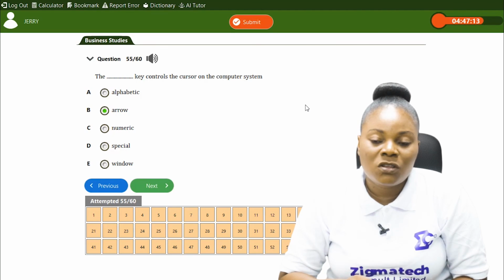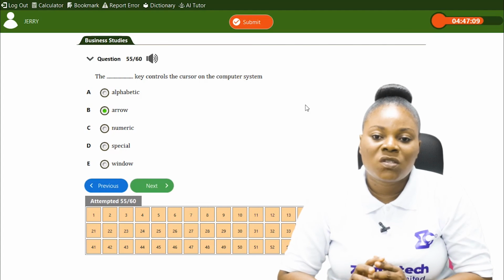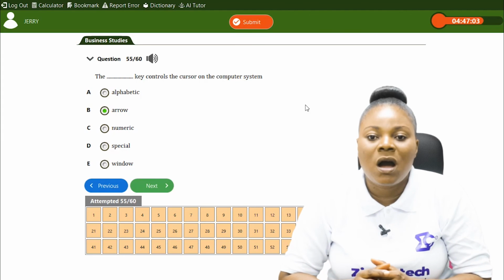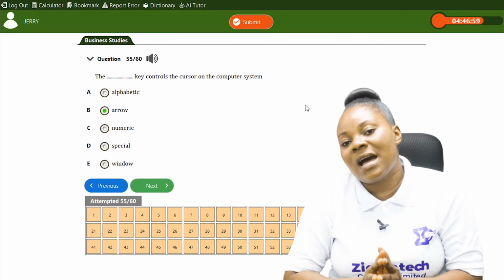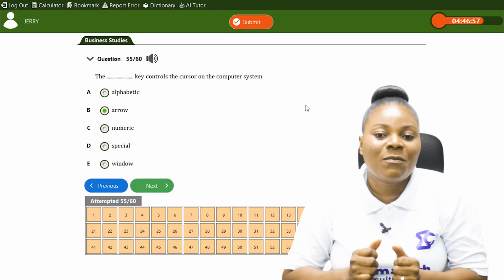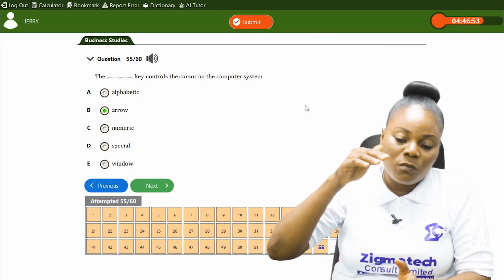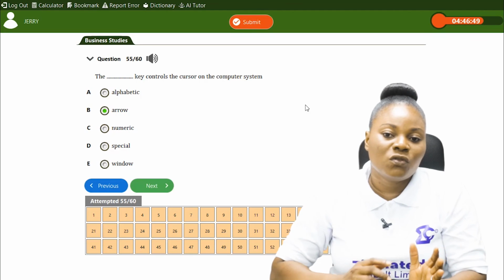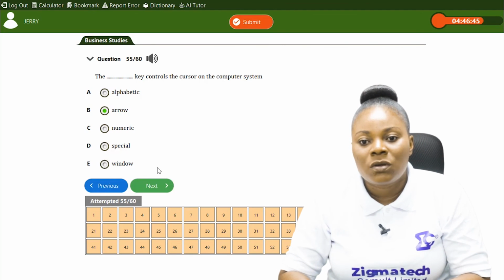On your computer keyboard, you have 4 arrow keys. We can also call them navigational keys or cursor keys. Another name for arrow keys or cursor keys is navigational keys. We have 4 of them on the computer system. One is used to move up, one is used to move down, one is used to move left, and the other is used to move right. So the answer is option B, arrow keys.